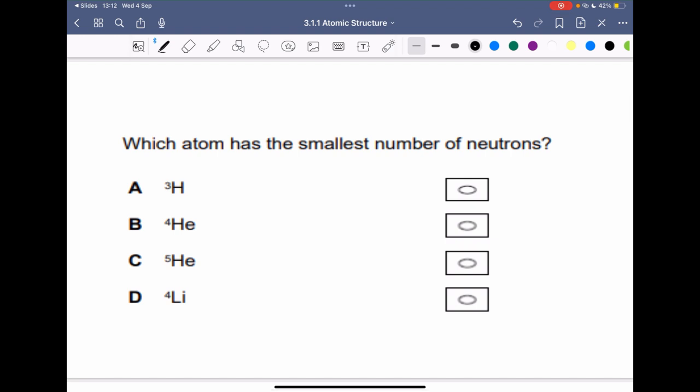Here's another one to try. Which atom has the smallest number of neutrons? Okay, pause the video and try yourself.